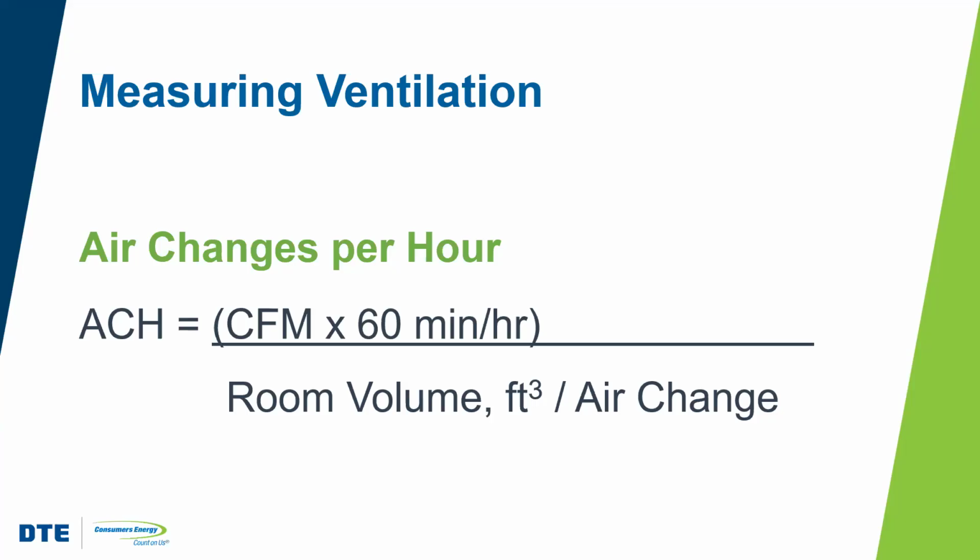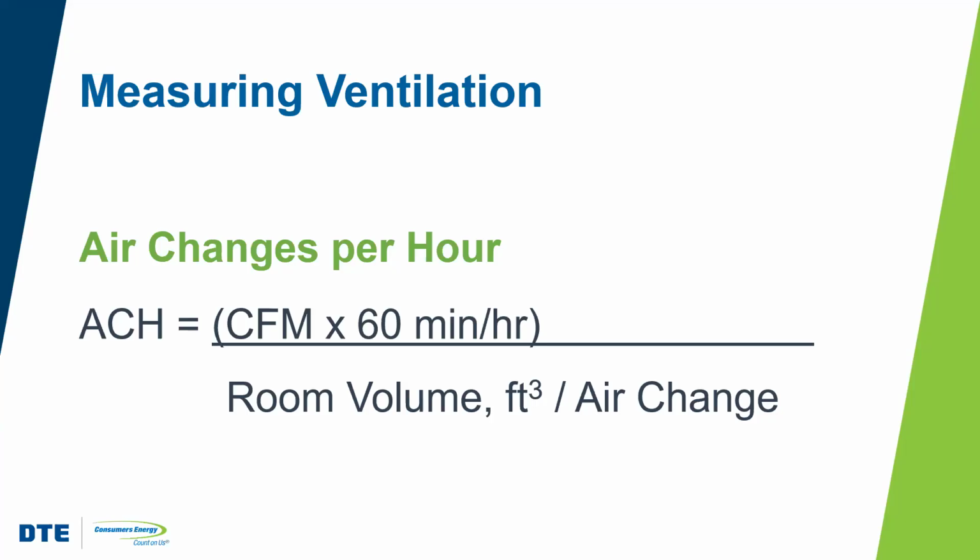The air changes per hour is calculated by multiplying the volume flow rate, cubic feet per minute, times just a conversion factor, 60 minutes per hour, and dividing that by the room volume, right? And that room volume is equal to one air change, because if we're looking at air changes, we're talking about that entire room volume.